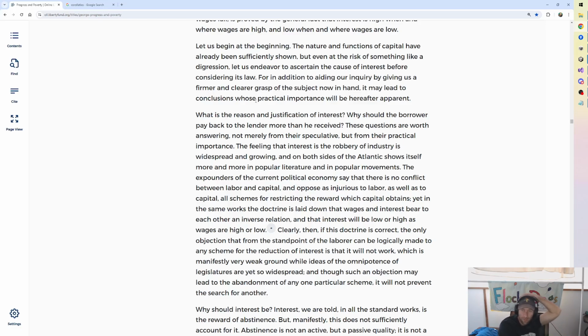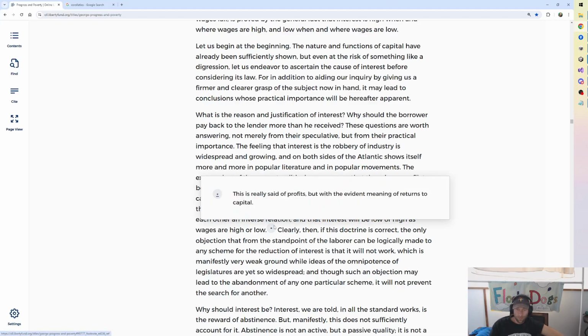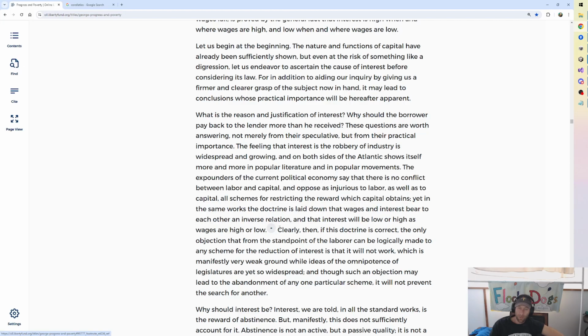The expounders of the current political economy say that there is no conflict between labor and capital, and oppose as injurious to labor as well as to capital all schemes for restricting the reward which capital obtains. Yet, in the same works, the doctrine is laid down that wages and interest bear to each other an inverse relation, and that interest will be low or high as wages are high or low. This is really said of profits, but with the evident meaning of returns to capital. Ah, yes, it's hard to deal with these economists when they use such unclear, conflated terms.